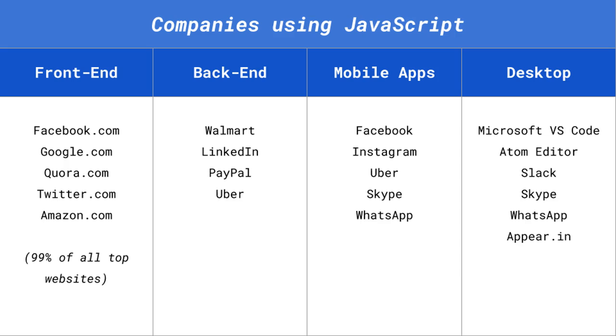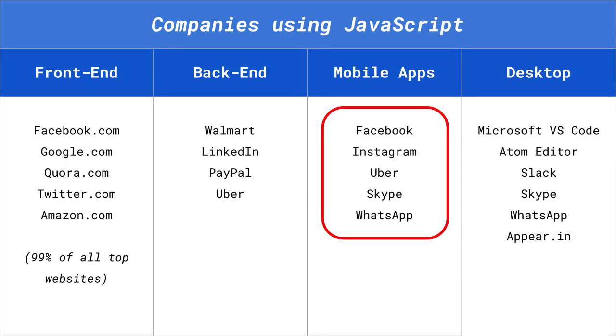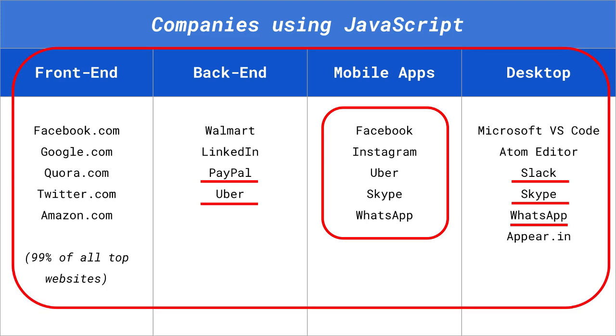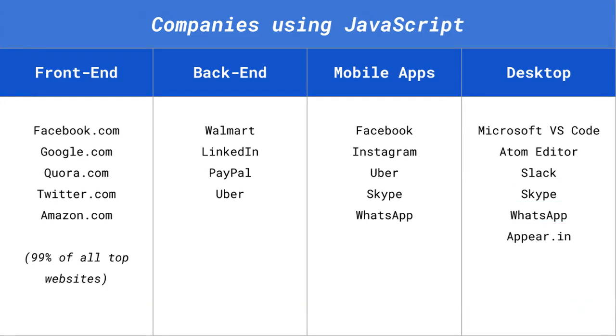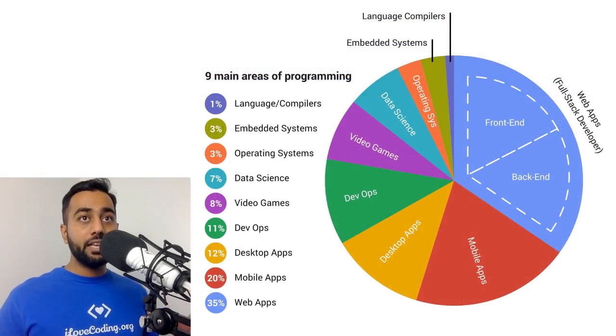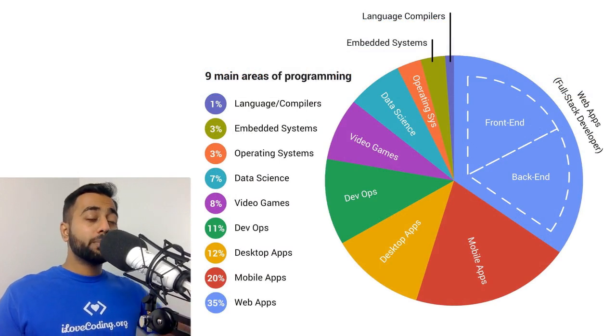These are the list of some of the companies which are using JavaScript in a big way to create their major applications. So think about the Facebook mobile app, Instagram mobile app, Uber mobile app, Skype mobile app, Slack desktop app, Skype, WhatsApp, PayPal, Uber. They are all using JavaScript for their major applications, not like a small mini fun project that they have. Major applications.